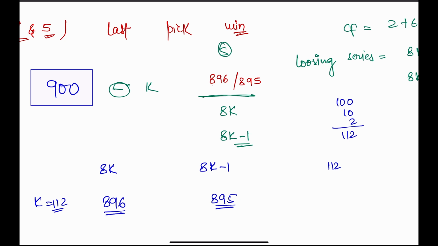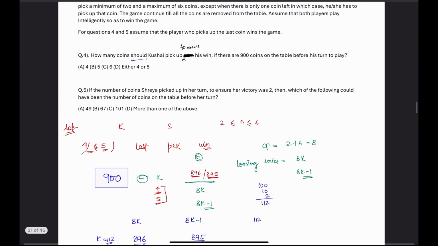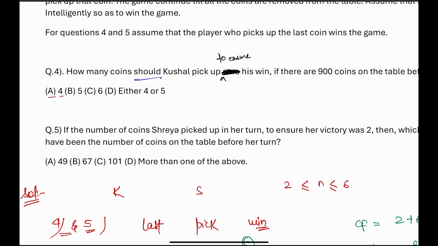If he wants to bring her to 896, how many does he have to take out? Kushal needs to take 4. If he has to bring Shreya to 895, how many does he have to take? 5. So either 4 or 5 he can choose and defeat Shreya. 4 is there, 5 is there, 6 is not possible. So the answer to this question should be either 4 or 5.